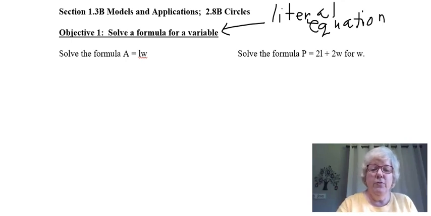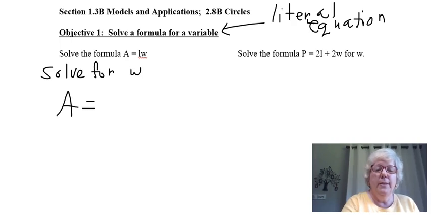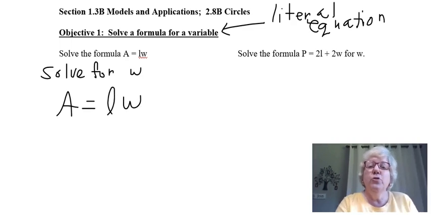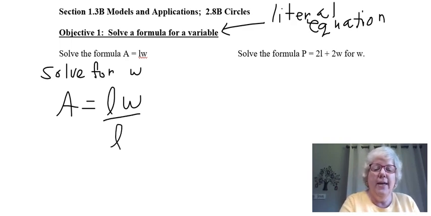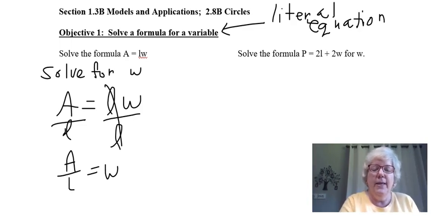Okay, we will be given a formula such as A equals LW, and you will be asked to solve for something. For instance, on this first one, let's go ahead and solve for the letter W. We will take the formula and we will try to get the W by itself, isolate the W. So I can divide the L out just like it's a coefficient. So W is equal to the A over the L. So the answer would be as such.